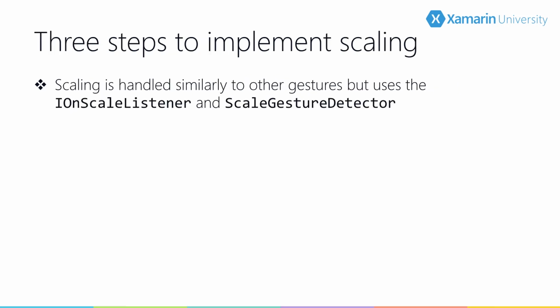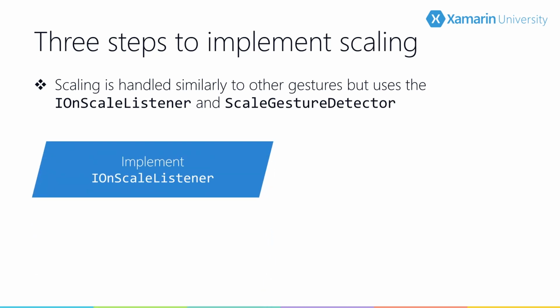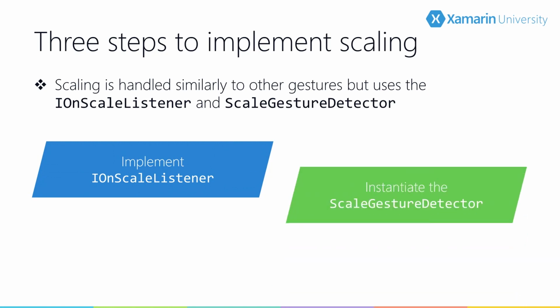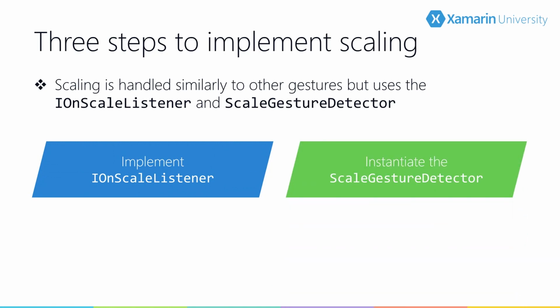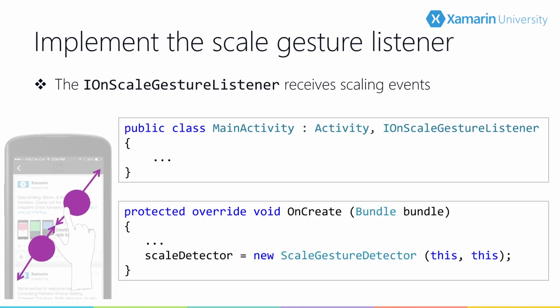Let's now take a look at our other gesture detector, the ScaleGestureDetector. The steps to using this gesture detector are similar to what we've seen already. First, implement the associated listener, IOnScaleListener. Then create an instance of the ScaleGestureDetector, passing in the listener object. And again, we'll need to forward the motion events to the ScaleGestureDetector object. And here's an example. Again, we're implementing the interface on the activity and instantiating a ScaleGestureDetector, passing in a reference to the listener, which is our activity.